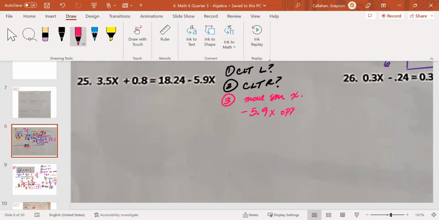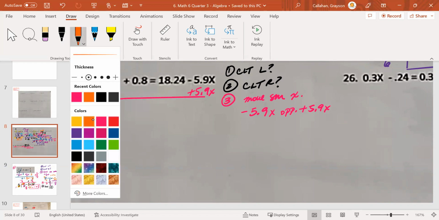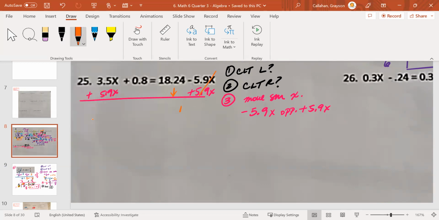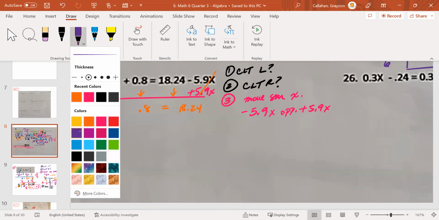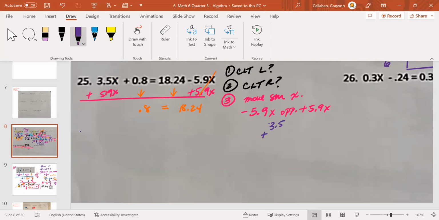What's opposite of that? Plus 5.9x. That part cancels. Bring down the 18.24. Bring down the 0.8. 3.5 plus 5.9. You can do this on the side. Is going to be a 9.4x.